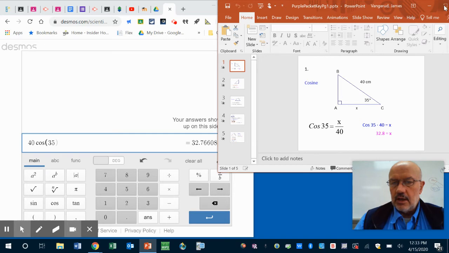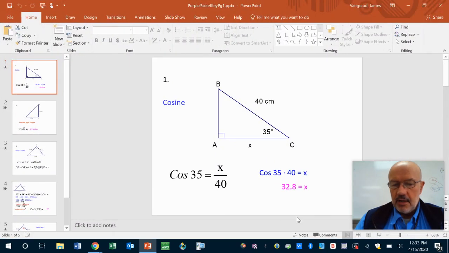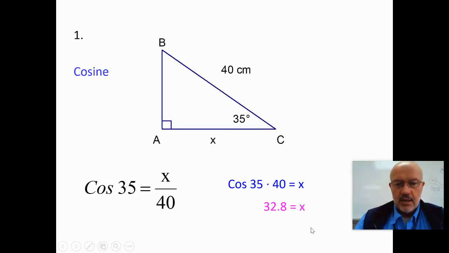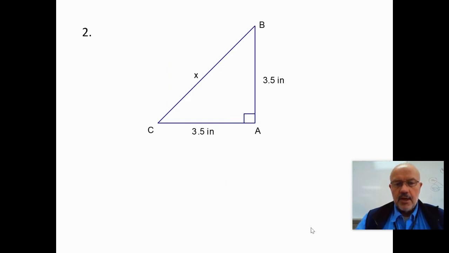All right, let's go on to number 2. That was cosine. So again, remember 3 pieces of information. We look at what are the 2 known pieces and what is the 3rd piece. Okay, so here we have an isosceles right triangle, and 2 sides are exactly the same. So don't go through a lot of decision making on this.